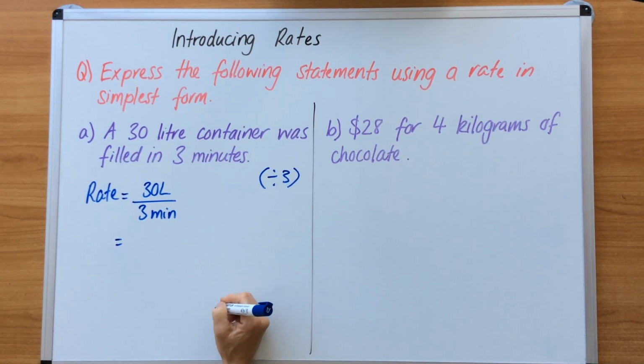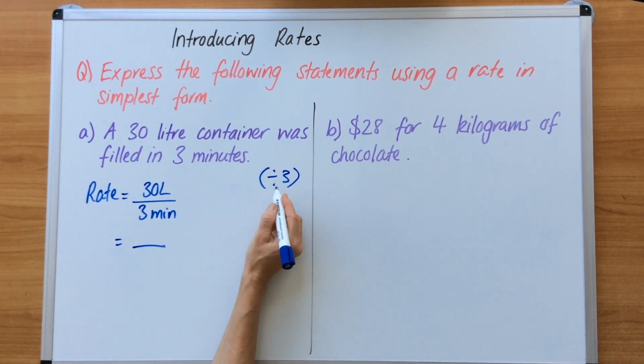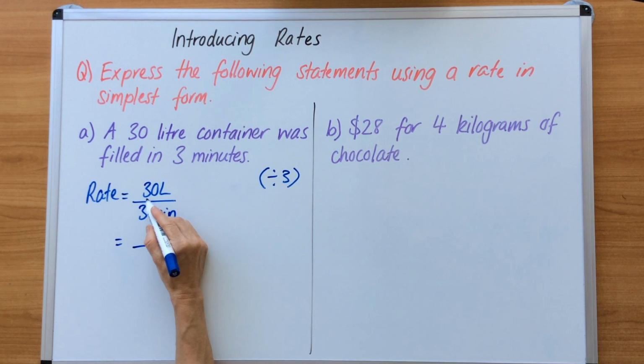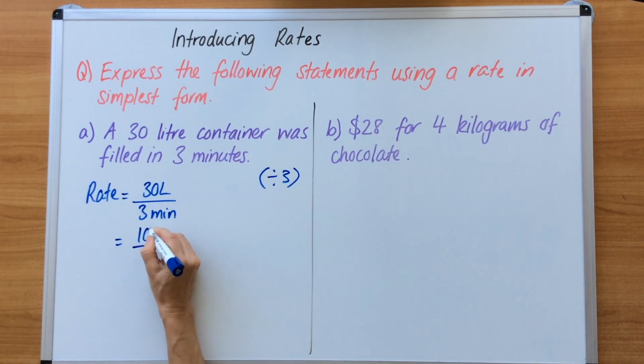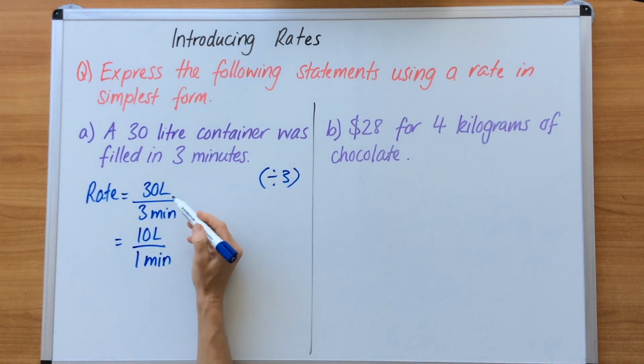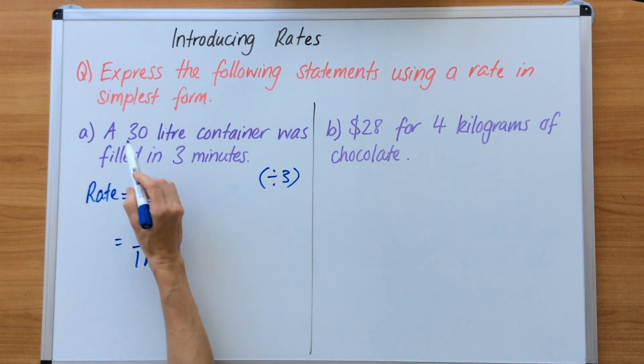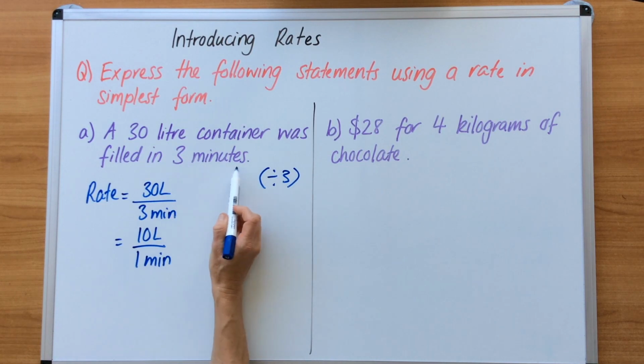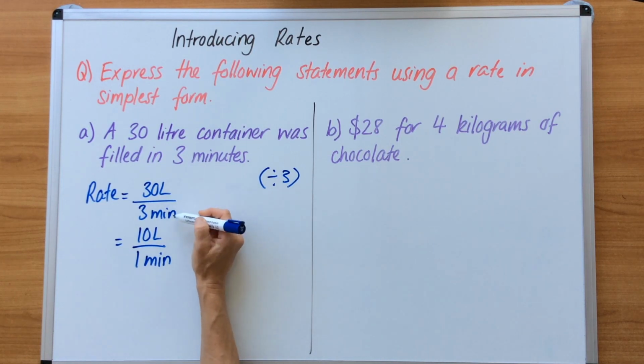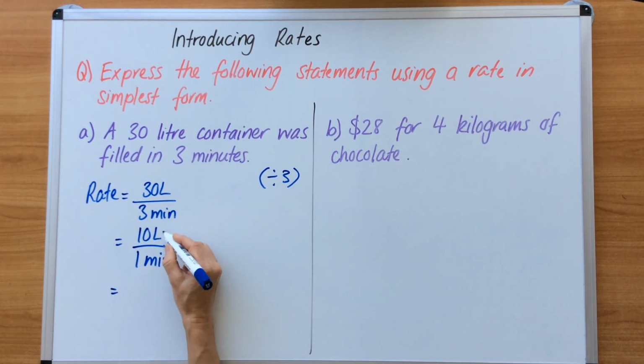I work down the page. So we're going to divide it by 3. So 30 litres divided by 3 is 10 litres, and 3 minutes divided by 3 is 1 minute, because what you do to the top, you do to the bottom. So each unit is divided by 3. The first one is 30 litres, the second one is 3 minutes, and you do the same to both. So we've simplified that now.